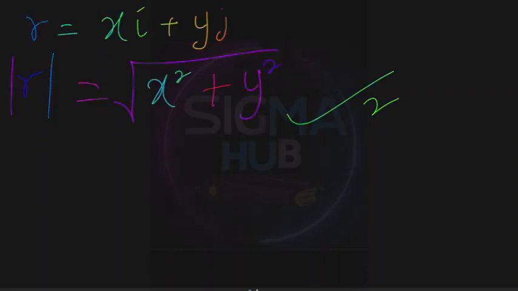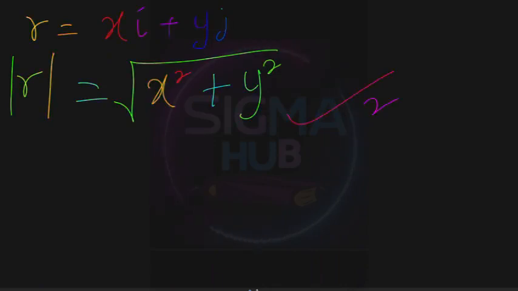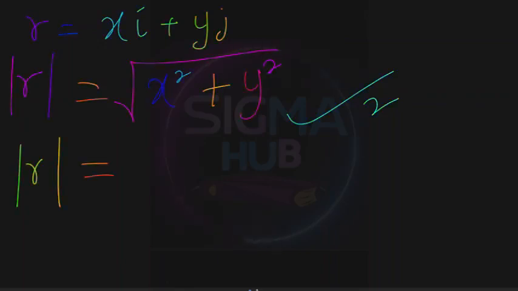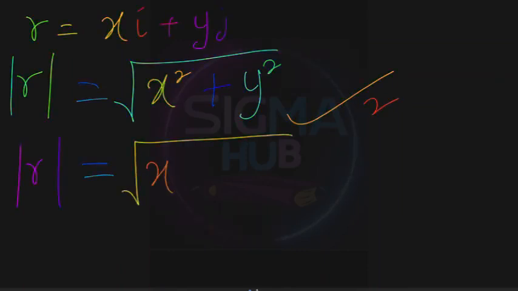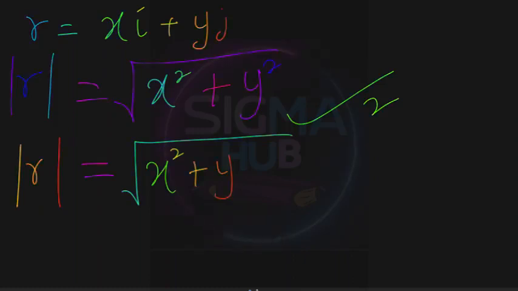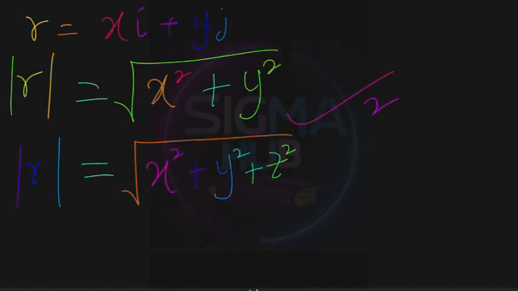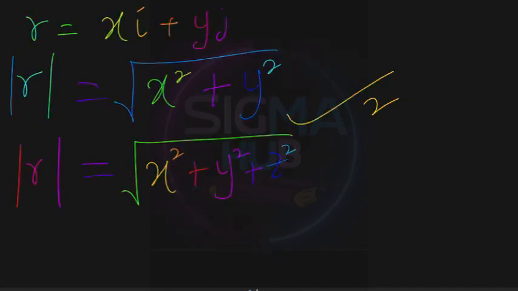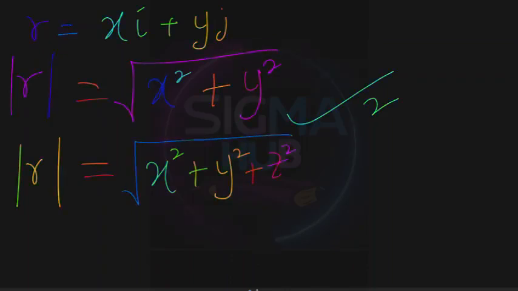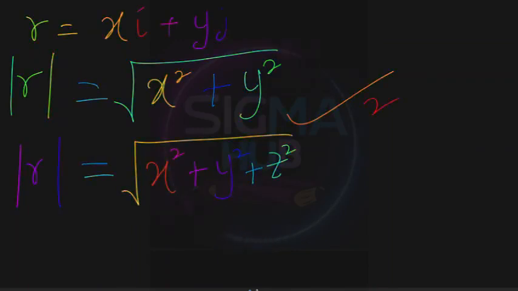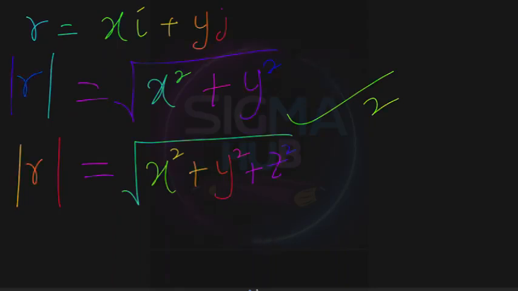Now, if you want to get the modulus or the magnitude of a vector which has three components, the magnitude of R or the modulus of R, they mean the same thing, is equal to the square root of x squared plus y squared plus z squared. So you can see they are all the same. The only difference is the first one has just two components, while the second one has three components.